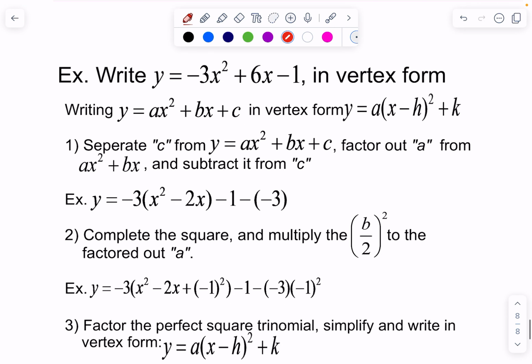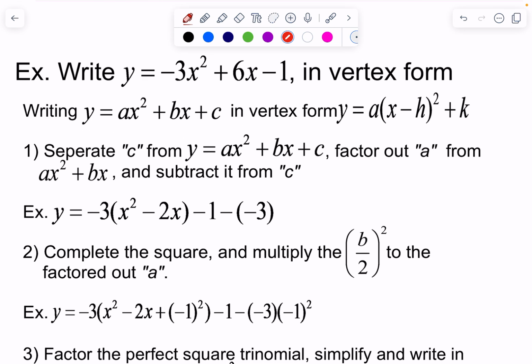Okay, next. What if we have it in the form of ax squared plus bx plus c? For example, I want to write y equals -3x squared plus 6x minus 1 in vertex form. Well, first things first, just like before, I want to separate the c from my y equals ax squared plus bx plus c. Then I want to factor out a from the ax squared plus bx and subtract it from c.